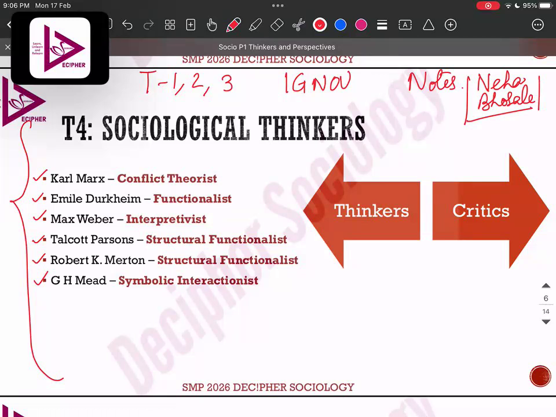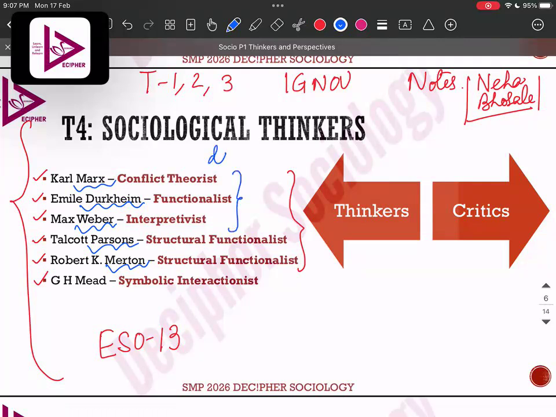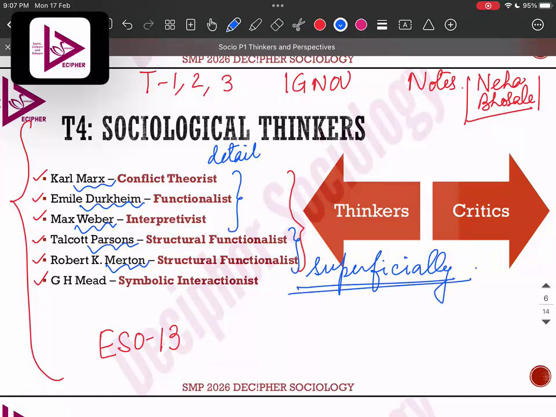But when you come to thinkers, what I will suggest you is that there is a section in Igloo known as ESO 13, right? It deals with thinkers and mainly the first 5 thinkers. So it has chapters on Karl Marx, Durkheim, Weber, Parsons, Merton. These are very detailed, but I would suggest at least go through the first 3 thinkers in detail. Okay, go through them in detail. This you can go superficially or from any other source. If you feel that it has lesser material, you can go for that source.